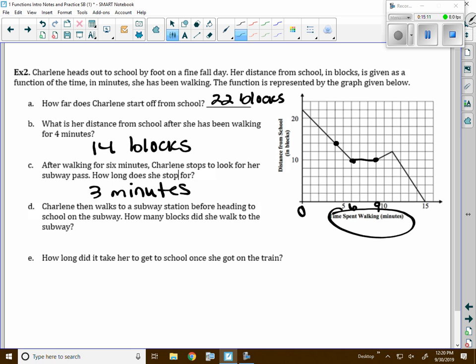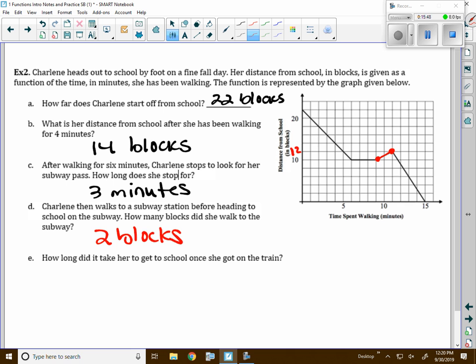Charlene then walks to a subway station before heading to school on the subway. How many blocks did she walk to the subway? That's a trick question. Right here to here is when she walks to the subway. How many minutes is that? 2 minutes, but how many blocks? She goes from 10 to what? 12? So it's only 2 blocks. Kind of a weird question. You have to think through that one.